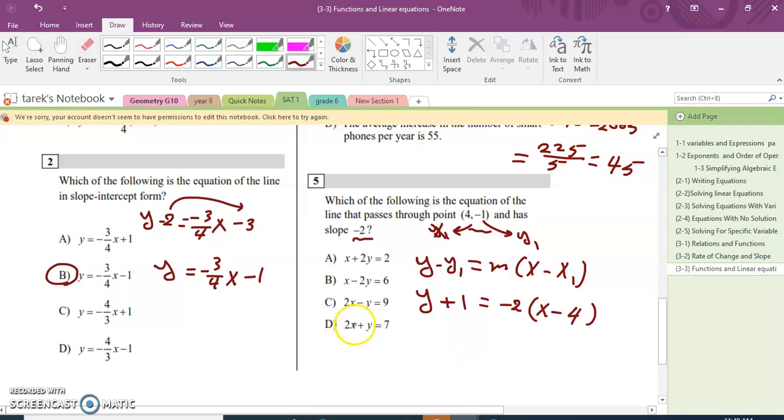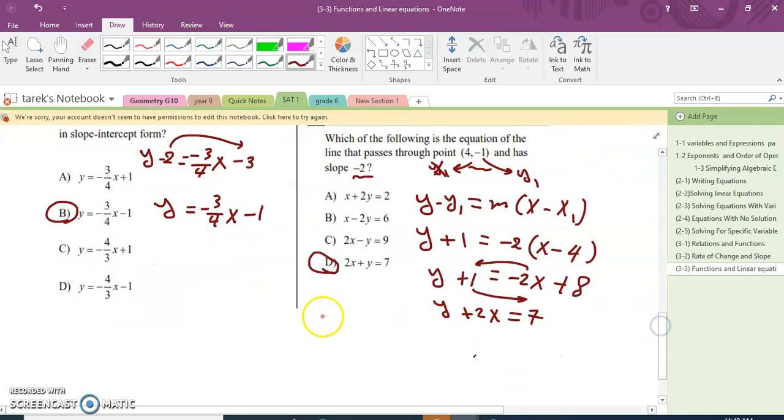and write it in the standard form, because those equations are written in the standard form. It will be y plus 1 equals -2x, -2 times -4 equals +8. Get this x here and get the 1 to the other side. It will be 8 minus 1, which is 7. y plus 2x equals 7, so the answer is number D. Thank you.